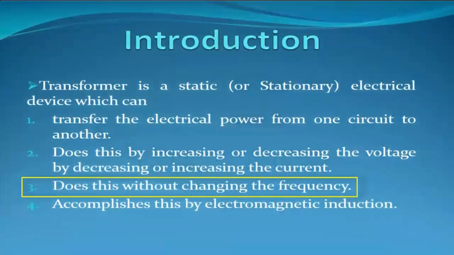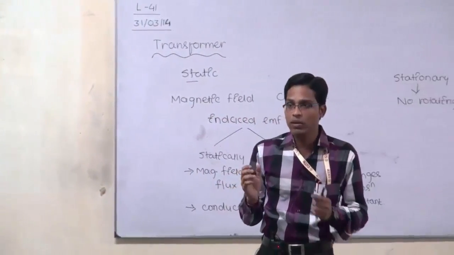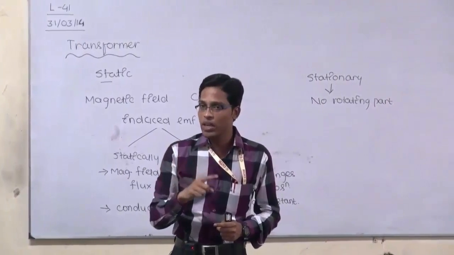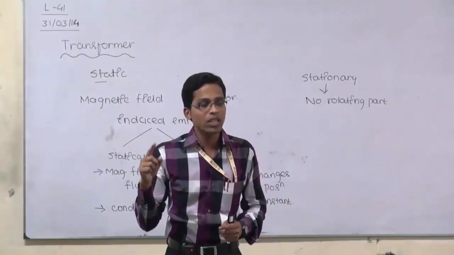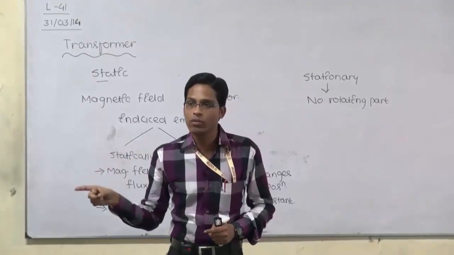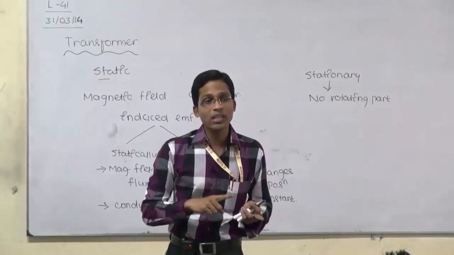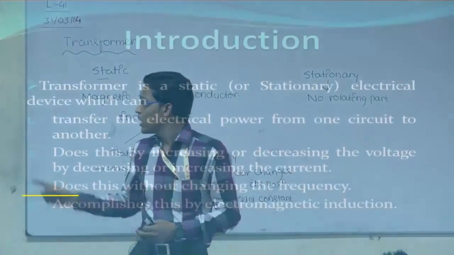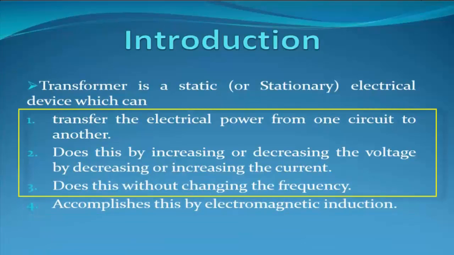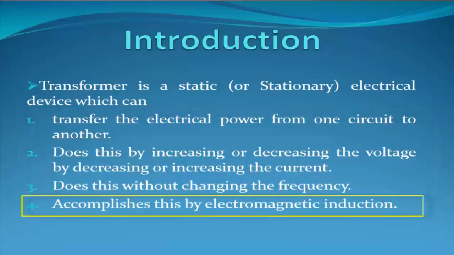Next one says it does this without changing the frequency. A transformer is an AC electrical device, so when we are talking about AC, there must be frequency present. Whenever we transmit power from one circuit to another by increasing or decreasing the voltage, the frequency must be the same. Input frequency must be equal to output frequency. So power must be the same, frequency must be the same, but voltage and current may vary. The last point says it accomplishes this by electromagnetic induction. These points say what a transformer is actually doing, but how does it do it? The last point says it accomplishes this by electromagnetic induction.